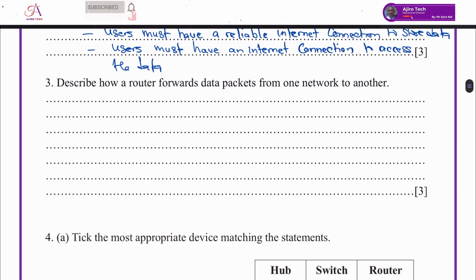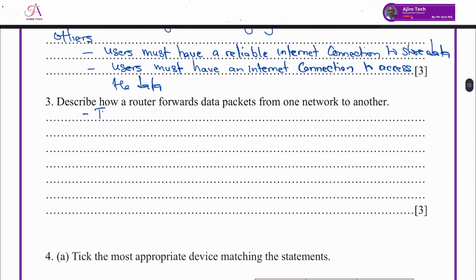Describe how a router forwards data packets from one network to another. Now this is very important because you have to explain it the way you would explain it to literally anyone. Of course, routers route data packets from one network to another. So what happens here is that the first thing is that the router reads the data packet, reads the data packet destination address.